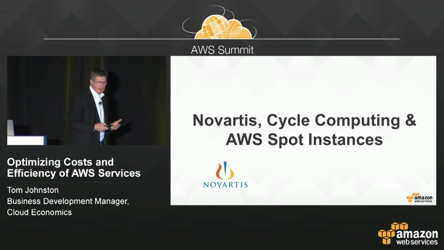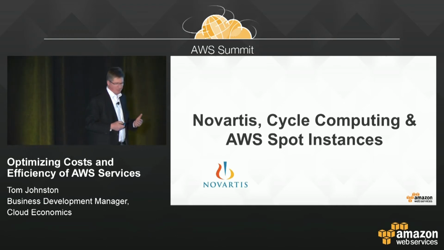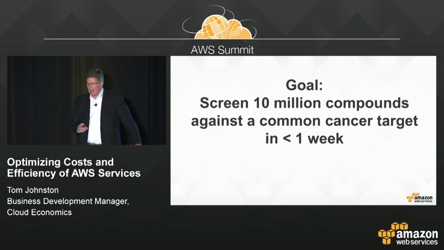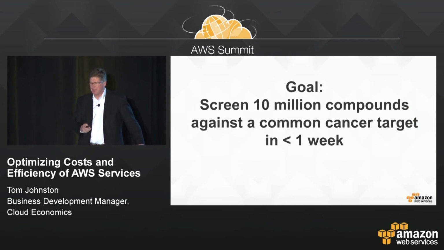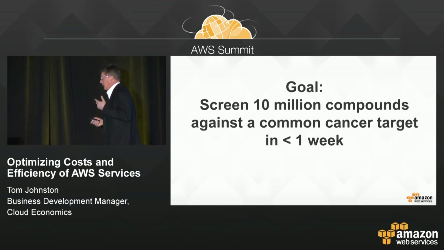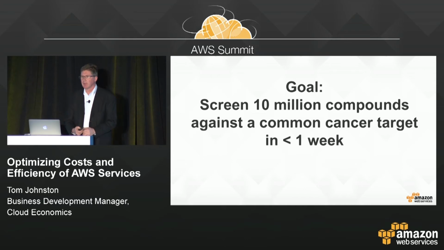Let's talk about a real-life example in the life sciences space of a customer using Spot. This is Novartis. They're working with a partner of ours called Cycle Computing. And Novartis wanted to screen 10 million compounds against a common cancer target. And they wanted to do this in less than a week. That's a pretty big task. Why did they want to do this? The head of Novartis had told his investors that he wanted to bring cancer drugs to market faster. So they had to move quickly.